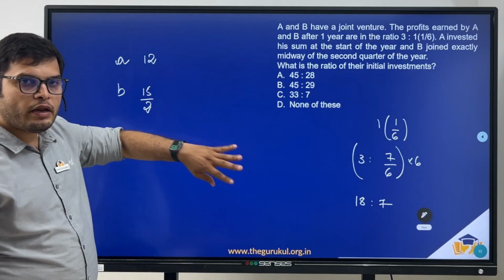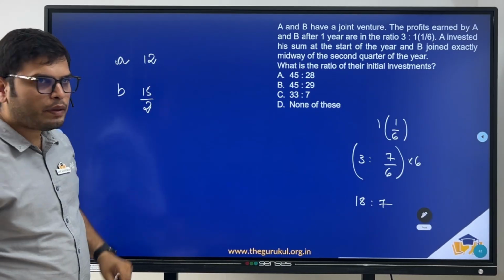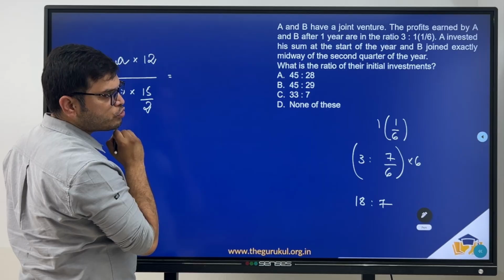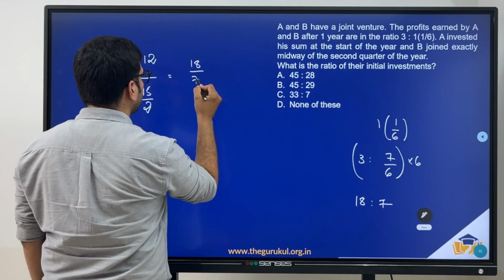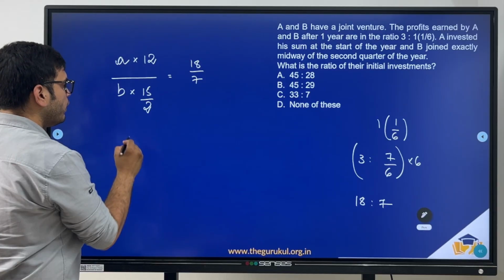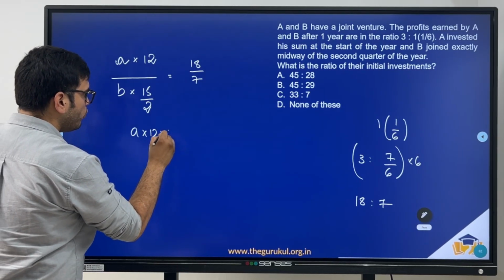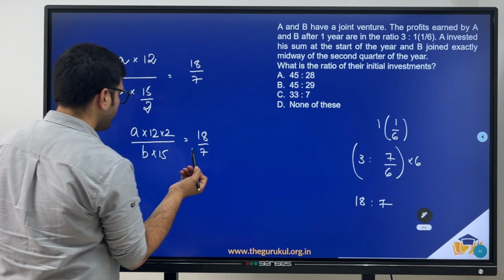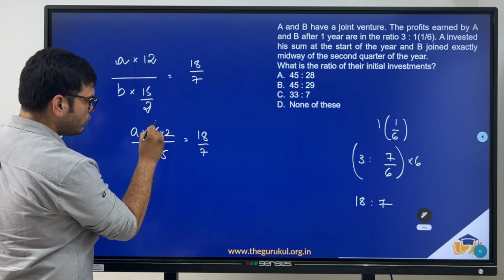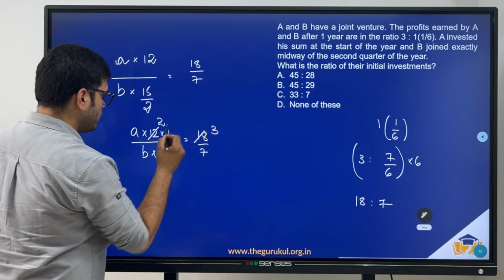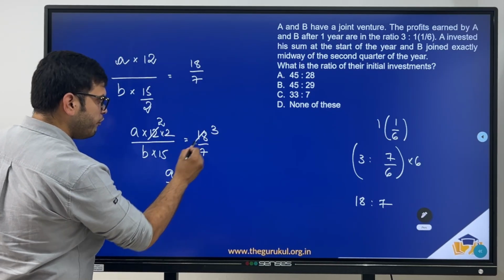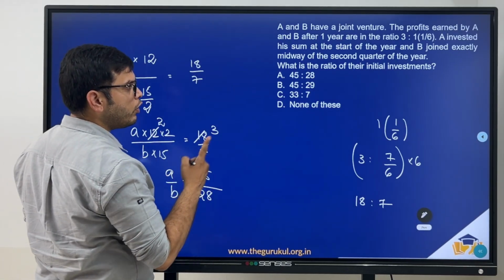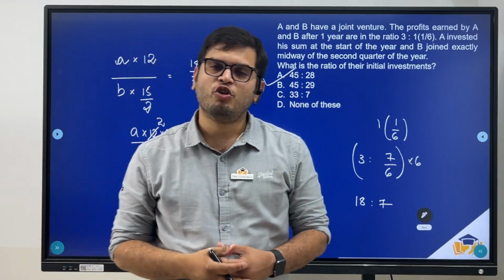Now the profit sharing ratio is nothing but investment into time period. So A into 12 by B into 15/2. Now this should be equal to 18/7. Now bringing 2 to the numerator, you have A into 12 into 2 by B into 15 is equal to 18/7. So 6 twos, 6 threes. So A by B is equal to 15 into 3, 45, by 4 into 7, 28. So 45 is to 28. Hence option A should be the answer to this question.